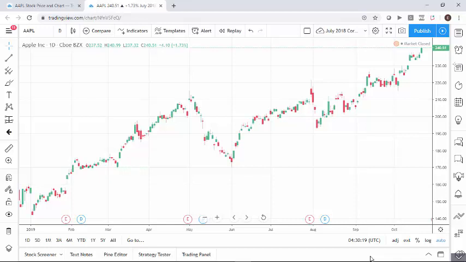So, looking at a stock chart of Apple right now, a pretty popular stock. Closed today at $240.51. Clearly has been on an uptrend for quite a while. The question to ask yourself is, do we expect a pullback? Is it going to continue? And that sort of thing.